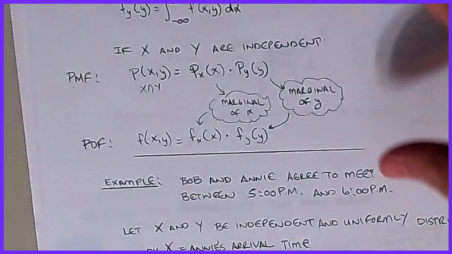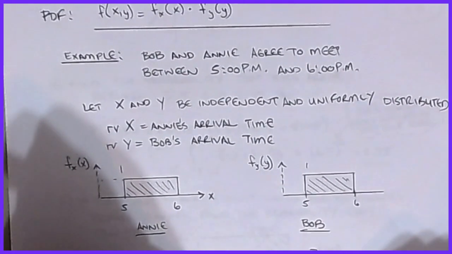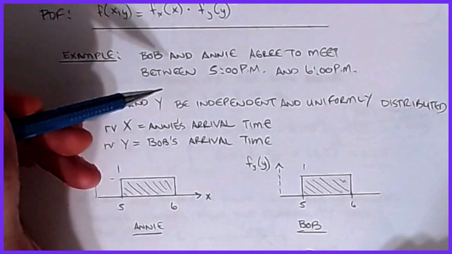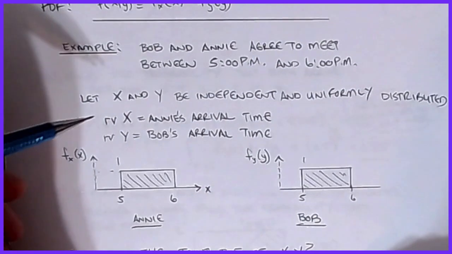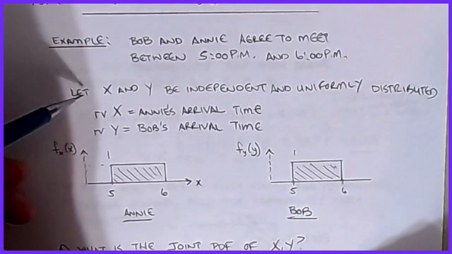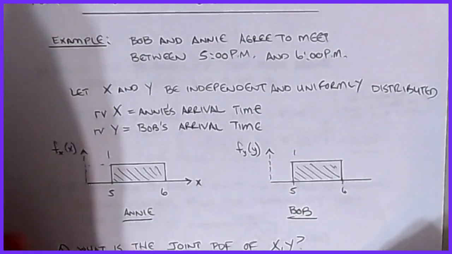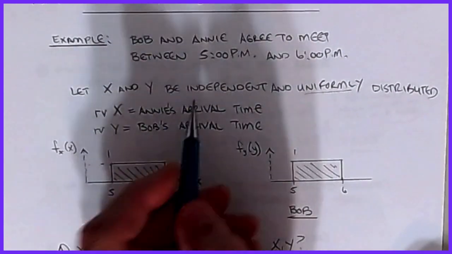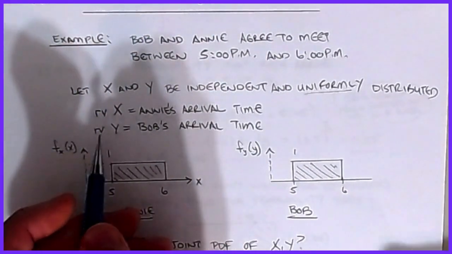Okay, so let's put one to work and show what a joint distribution looks like. We have a problem where Bob and Annie are agreeing to meet at a restaurant between 5 p.m. and 6 p.m. Now, we're going to make some assumptions about their behaviors that may or may not be valid, but just for the sake of this argument, we're going to define x and y as independent and uniformly distributed random variables. The keyword is uniform, because that tells you what the distribution looks like. And independent tells you that one's outcome doesn't affect the other, that they are not coming together, they're agreeing to meet at the restaurant.